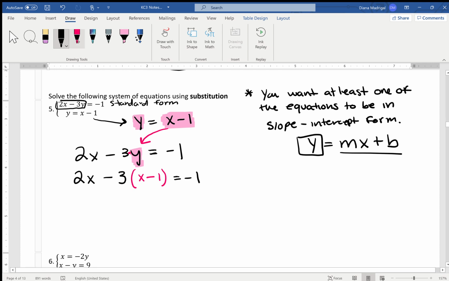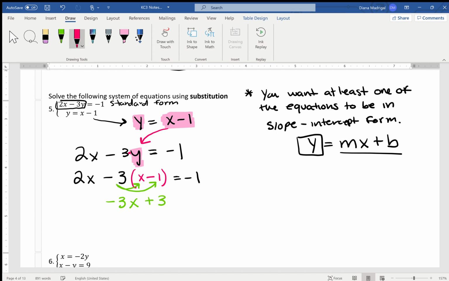The first thing we have to do here is get rid of the parentheses by distribution. So now I have negative 3x, because negative 3 times x is negative 3x. Negative 3 times a negative 1 gives me a positive 3. Again, we need to be really careful with our negatives, okay? I didn't do anything to the 2x, so I just bring it down. I didn't do anything to the negative 1, so I bring it down.